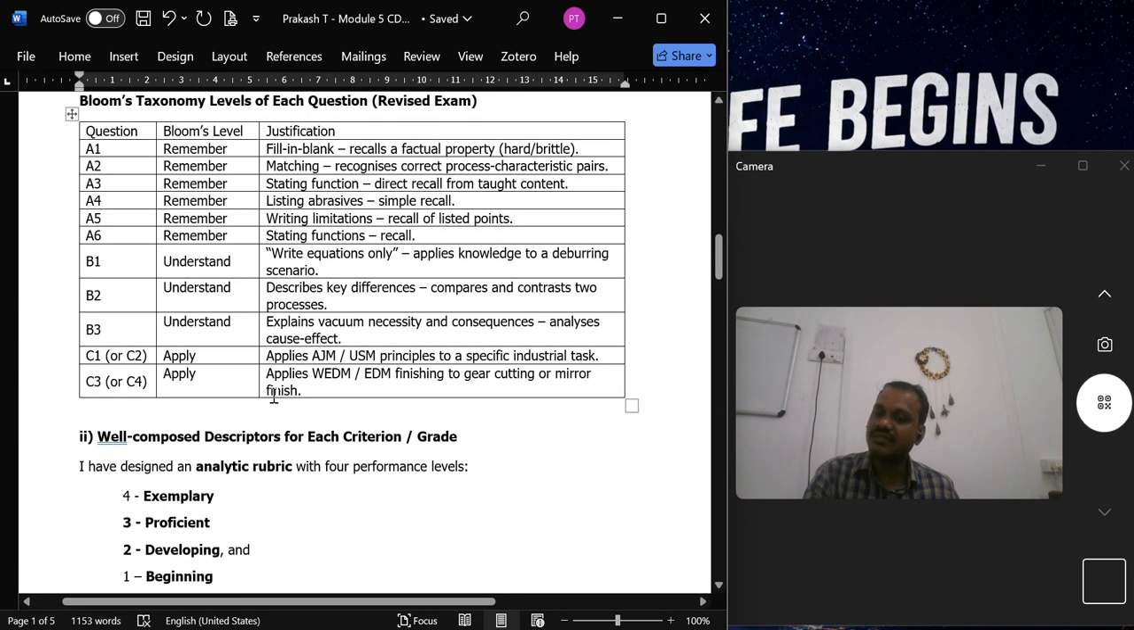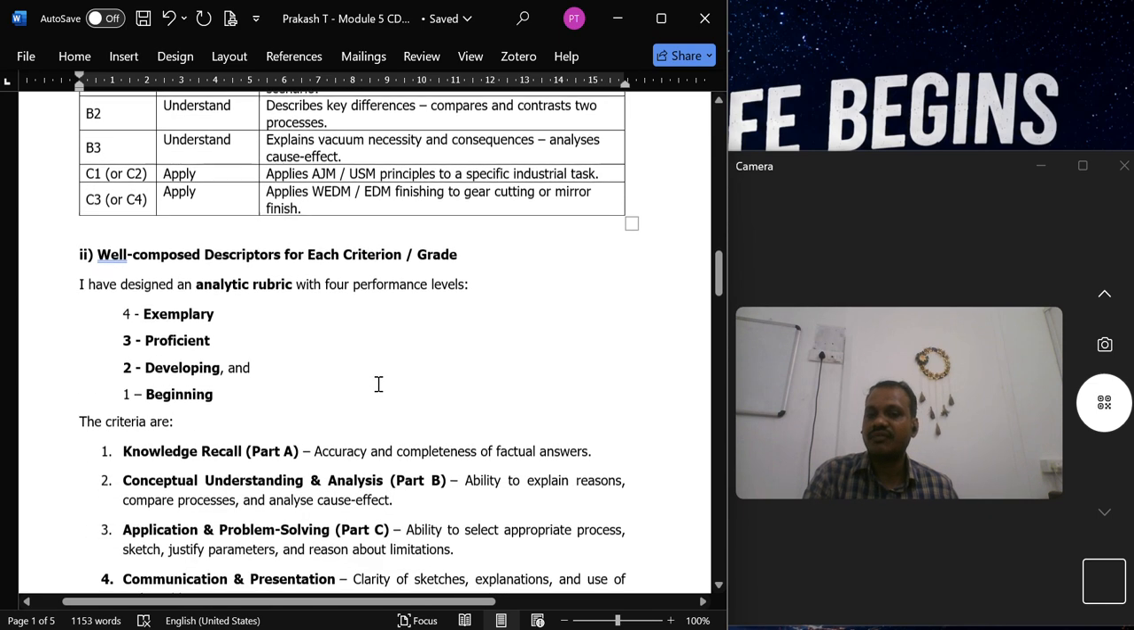And C1 or C2 is an either-or choice. I am going to give some examples, and the student should apply his knowledge and identify what type of mechanical based non-traditional machine is used for the given application. So it may be AJM, abrasive jet machining, or ultrasonic machining. For C3 and C4, it is thermoelectric, so we use wire cut electrical discharge machining and EDM.